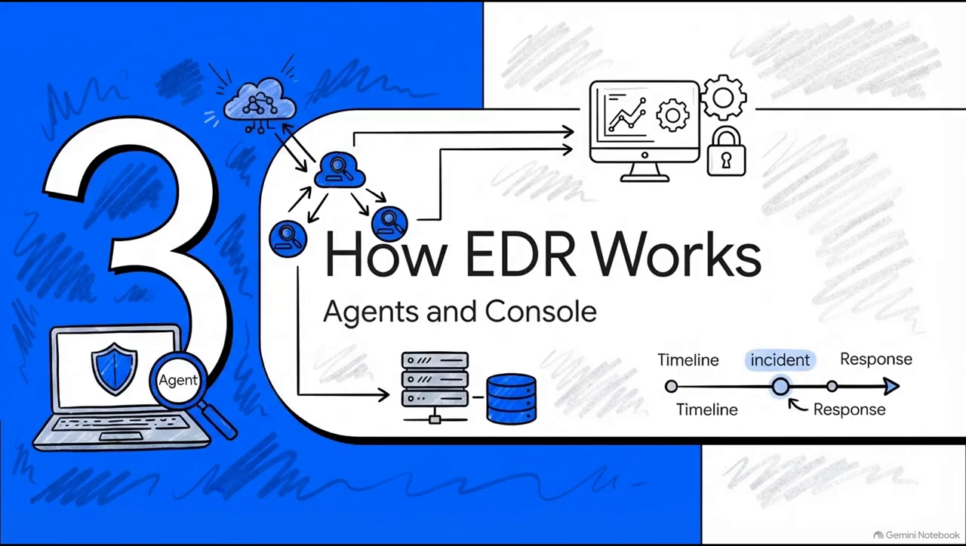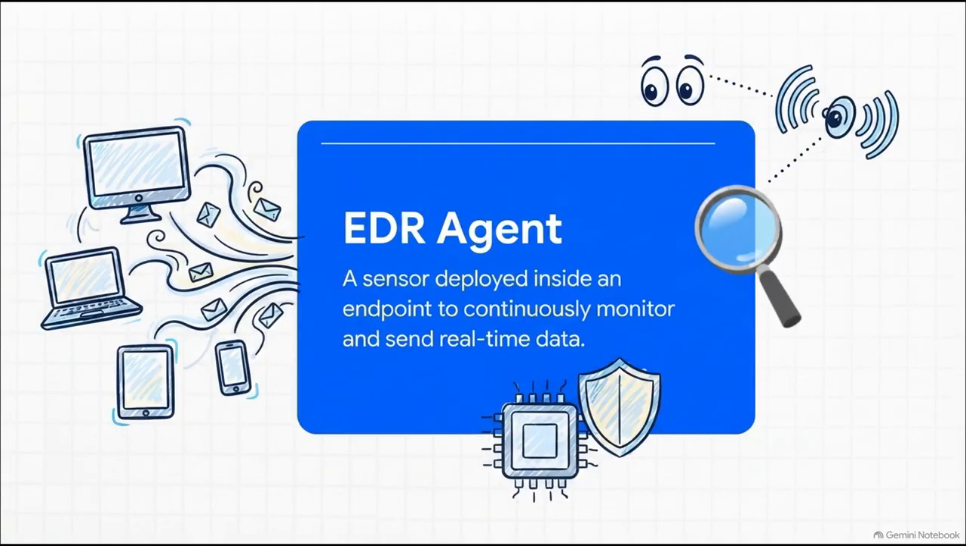Let's shift gears to Section 3, how EDR actually works, specifically the agents and the console. So, how exactly does it provide this incredible level of visibility across thousands of totally scattered devices? Well, it all starts with the EDR agent, which is sometimes called a sensor. You deploy these agents directly inside the endpoints.